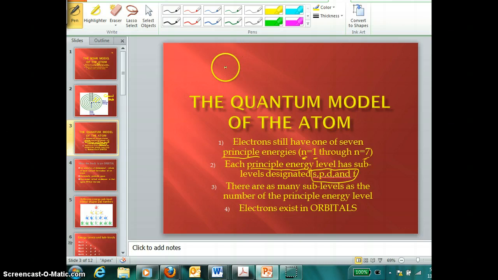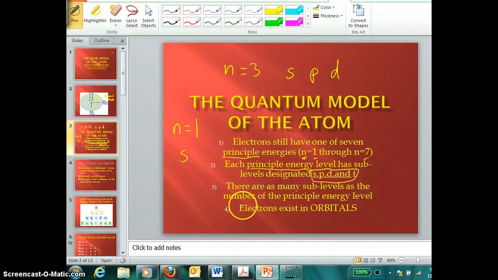In other words, if I'm talking about the 3rd energy level, then there are 3 possible different energies an electron could have. We're going to see there's an S sublevel, a P sublevel, and a D sublevel in the 3rd energy level. On the other hand, if we were talking about the 1st level, there's only one possible sublevel, and we're going to see that it's the S sublevel. So that's what I mean by there's as many sublevels in an energy level as the number of the principal energy level itself.